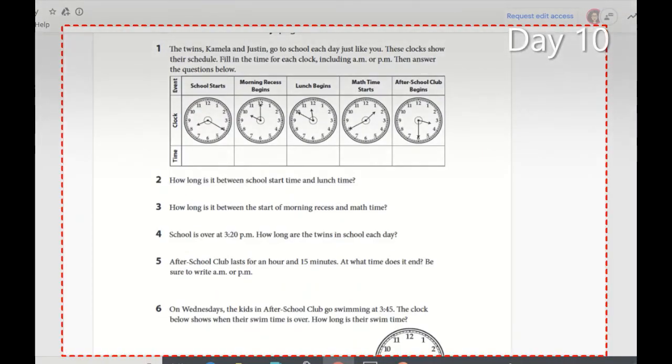All right, number 3, we're going to model for you since Mrs. Kramer and I taught it both ways, and it might be a little rusty. So I'm going to show you how I taught my students. How long is it between the start of morning recess and math time? So morning recess begins at 10 o'clock. And then math time starts at 1:40.